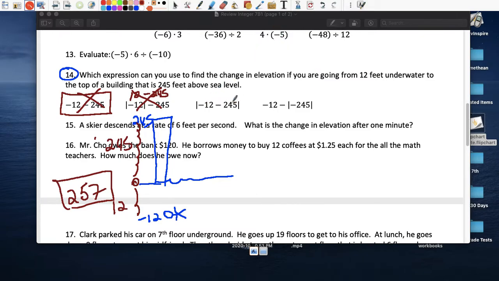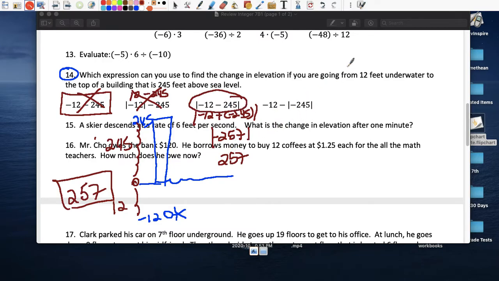So this one, the third one, negative 12 minus 245. If I do that, and remember it's between the absolute value bars, right? Negative 12 minus 245 is negative 12 plus negative 245. If I add those two negatives, I get negative 257 inside the absolute value. And if I take the absolute value of negative 257, I get 257. So we have a winner over here.